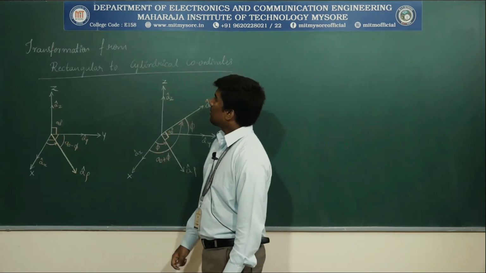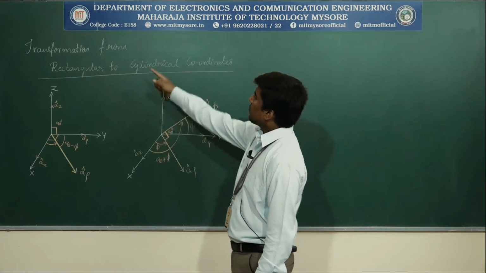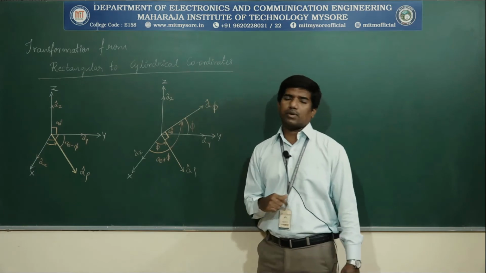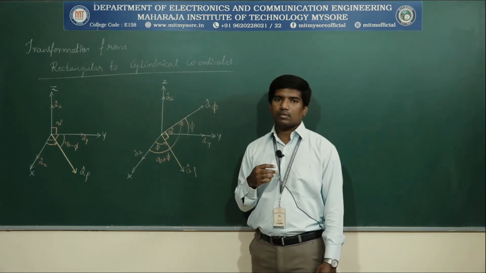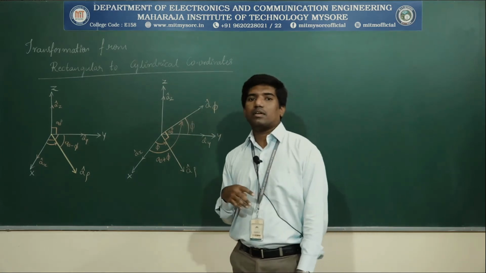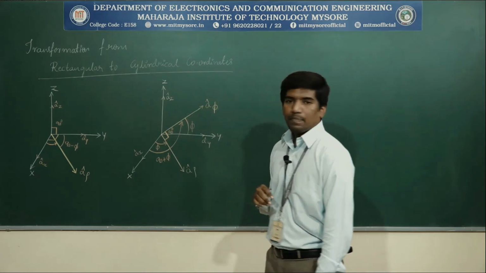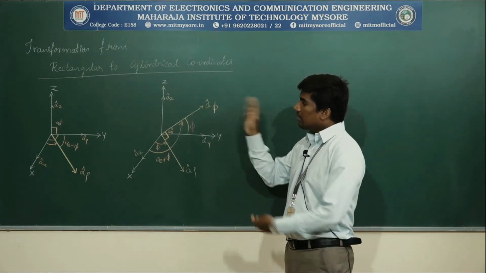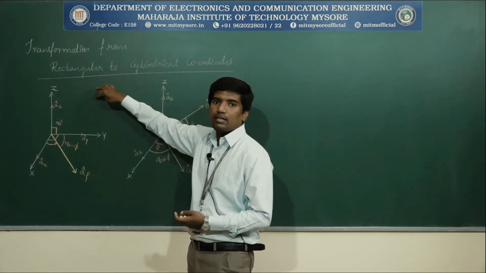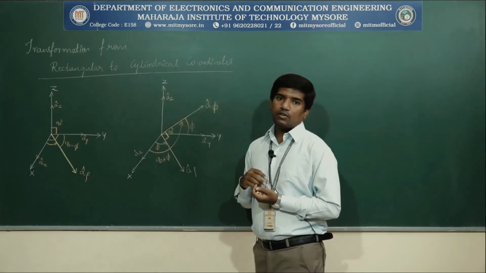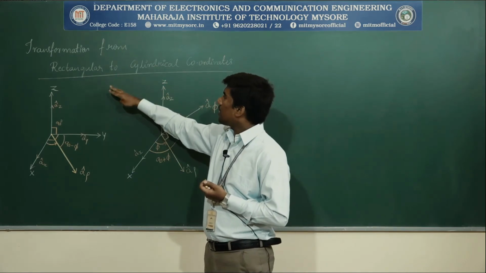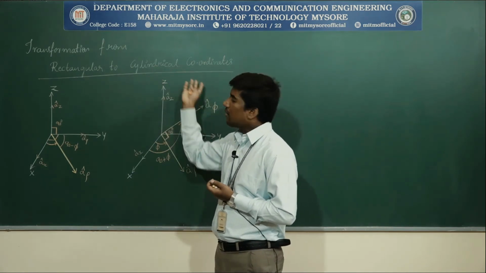Got it? Let us go with our next topic, transformation from rectangular to cylindrical coordinates. Why is the transformation required? We know that rectangular coordinate system representation is easier compared to the other two orthogonal coordinate systems, such as cylindrical and spherical. Hence, interconverting from rectangular to cylindrical, and cylindrical to rectangular, is very much essential in our electromagnetic wave theory discussions. So that's why we need to know how to convert rectangular to cylindrical coordinates and vice versa.